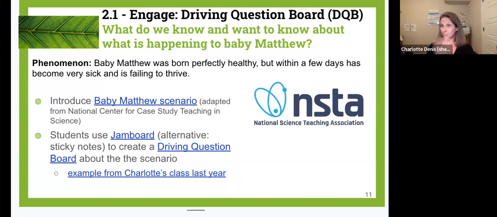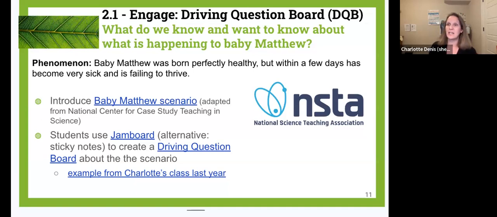So in 2.1, we loosely try to follow the 5E model over the course of a unit, not in one lesson, if you're familiar with it. In the first task, we're introducing students to the phenomenon, which has to do in this case with a young child who's born and his parents take him to the hospital within the first few days because they just have a sense that things are not quite going right.